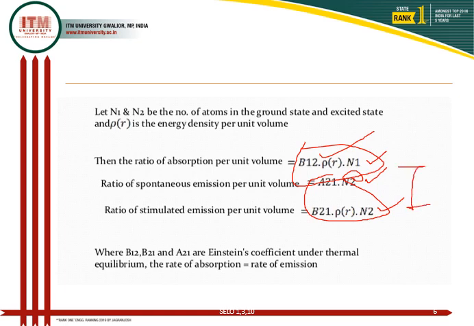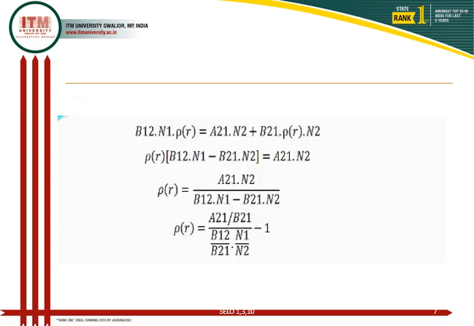Okay, we will do it the next step. If we put one on the left hand side and then on the right hand side, then we can do this. B12 N1 rho R on the left hand side, this is your absorption, and the emission side, two things are there: spontaneous plus stimulated. If you do this, then this is the equation at thermal equilibrium.